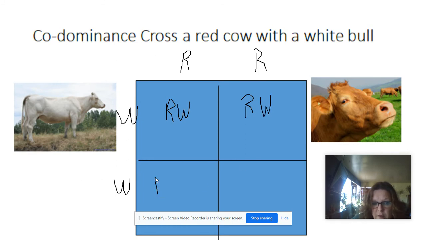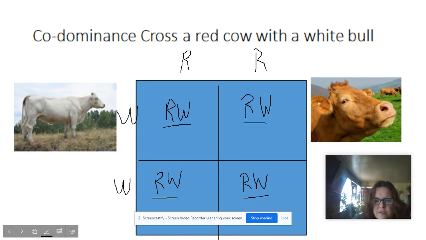It doesn't really matter whether you're putting the R first or the W first. Some people just like to go in alphabetical order, but it doesn't matter. It's like 2 times 3 is 6, but 3 times 2 is also 6. So these cattle are all going to be roan. They're all going to have some white hairs and some red hairs.